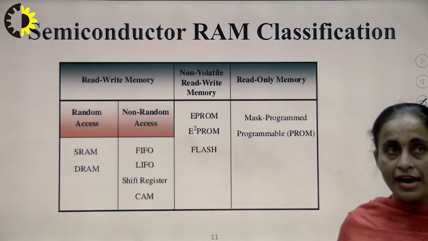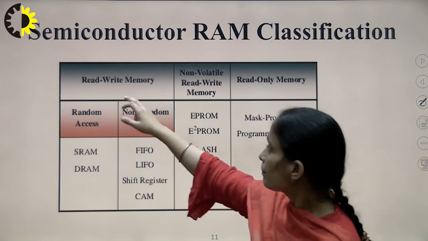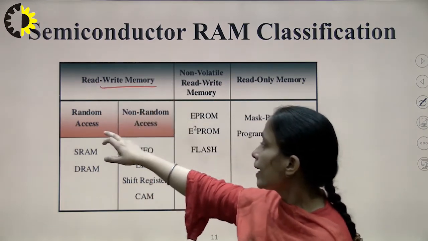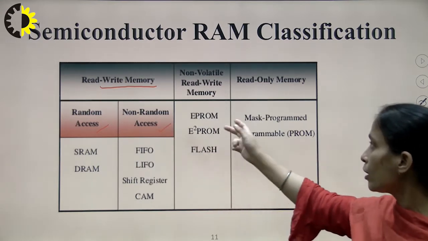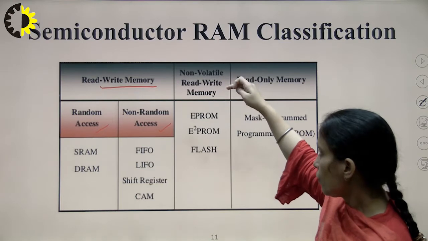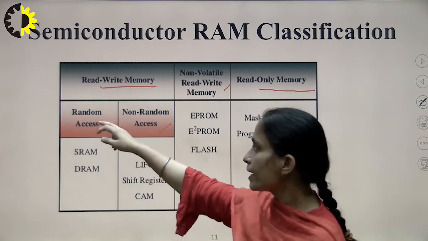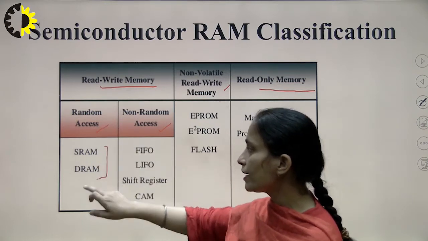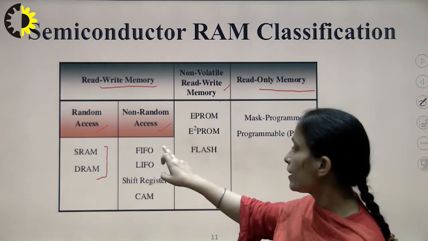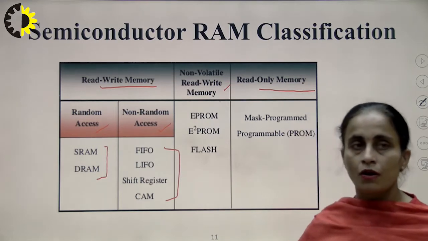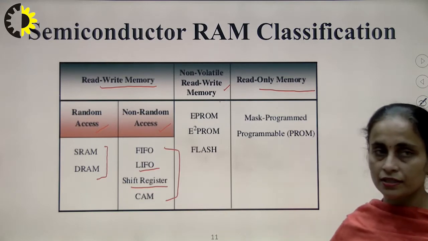So if I classify my semiconductor memory, it comes out to be read and write memory, and then I will say it is random access or non-random access, meaning RAM or ROM. Then this is non-volatile read or write memory, or it is a read only memory. If I say random access, they can be classified as SRAM and DRAM, and if they are non-random access, then I will have FIFO or last in first out manner, or I will be shifting them, so that is a shift register.